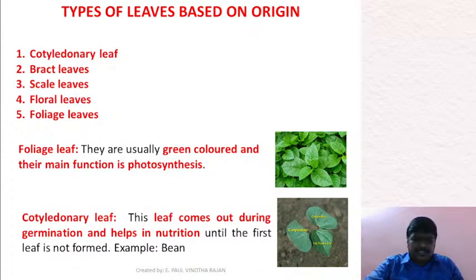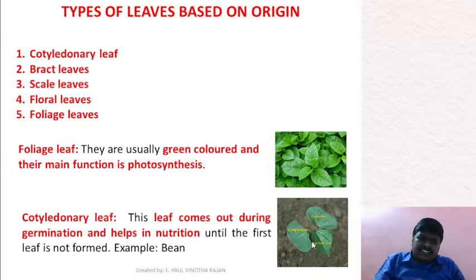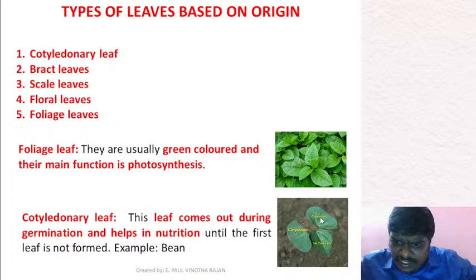The leaves which are green in color, which do the photosynthesis process, are known as foliage leaf. They produce food, that's why it is called foliage. Cotyledonary leaf. When you put a seed inside the soil, the seed will germinate. And the first thing that comes out is called cotyledon. At the center, only the true leaves will be there.